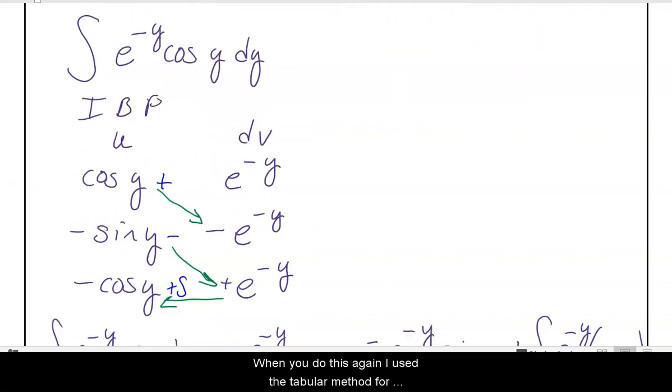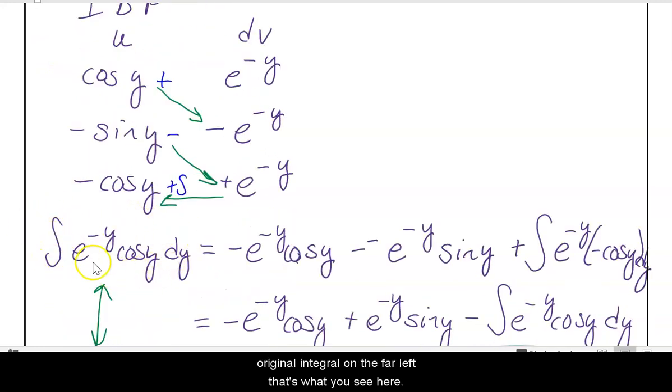When you do this, again, I used the tabular method for integration by parts. Notice, however, that because one of the functions is cosine, I will not get the u part to zero out. Instead, I go until I get a multiple of cosine, and then I stop. Remember to alternate the signs, and that the last one, the product of the bottom row, is of course an integral itself. Since this is one of the ones that repeats, I need to write the original integral on the far left. That's what you see here.